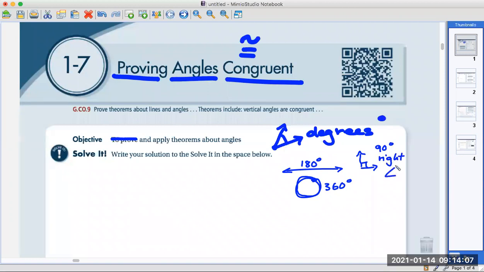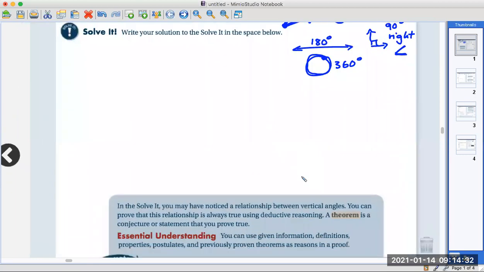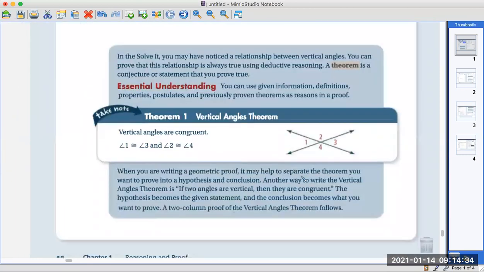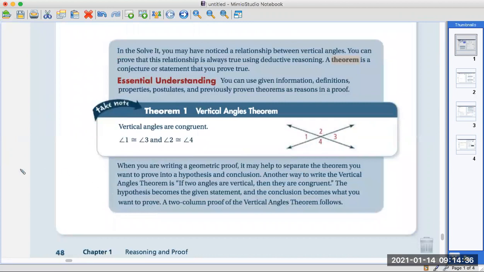Remember, the symbol for angle is this little symbol here. It's not the less than symbol. It's got a horizontal bottom, not a less than symbol. So 90-degree angles, 180 degrees, 360 doesn't come in this lesson, but I wanted you to know that. And so the one down on the bottom, they're talking about vertical angles.